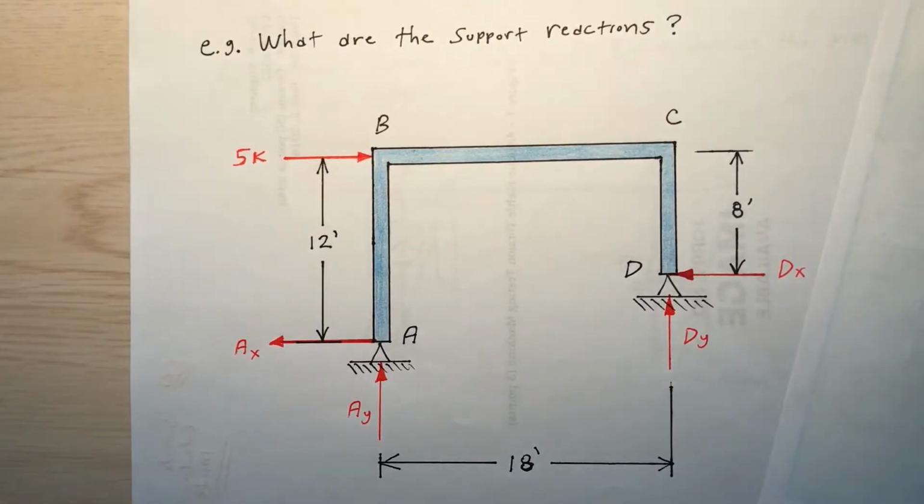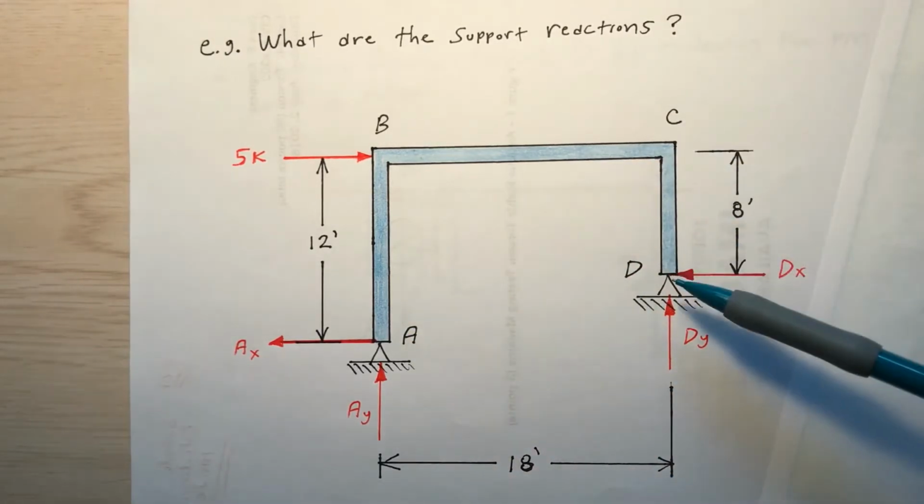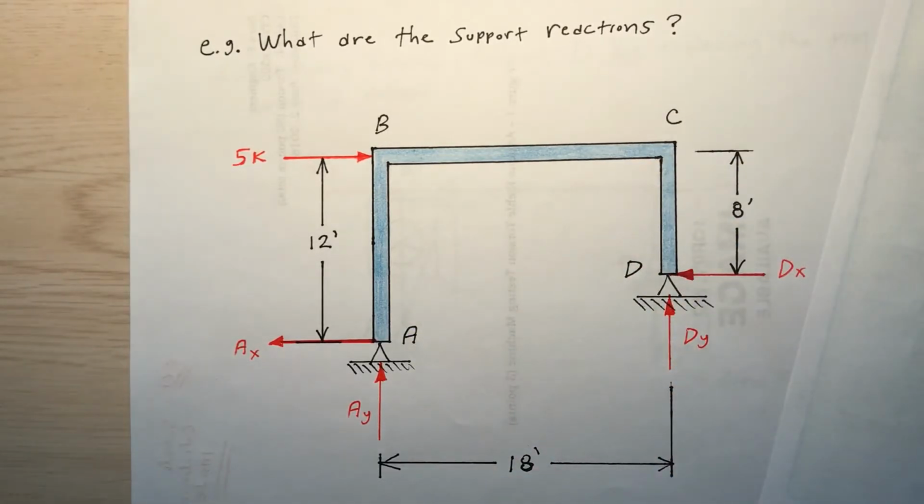Okay, what are the support reactions for this indeterminate frame? I want to use the flexibility method to determine that. So points A, B, C, and D, you see all the dimensions on here. It's indeterminate because I've got four reactions, a pin at A and a pin at D.